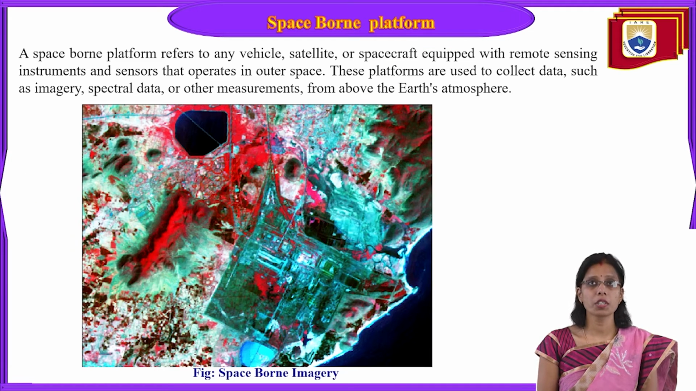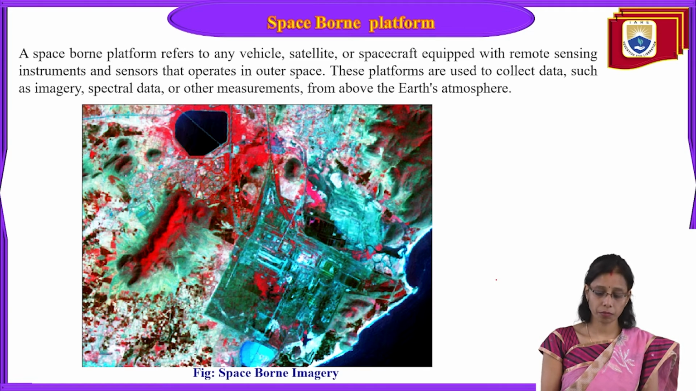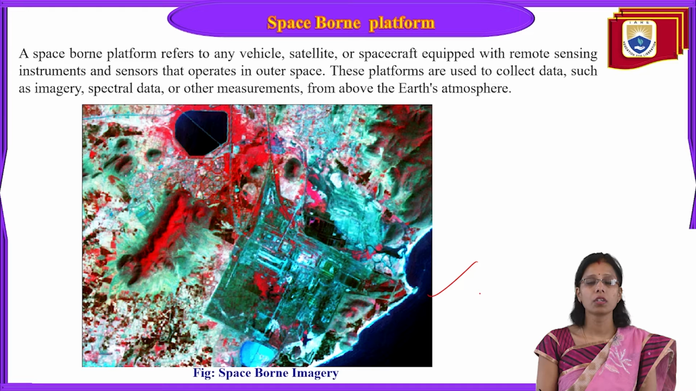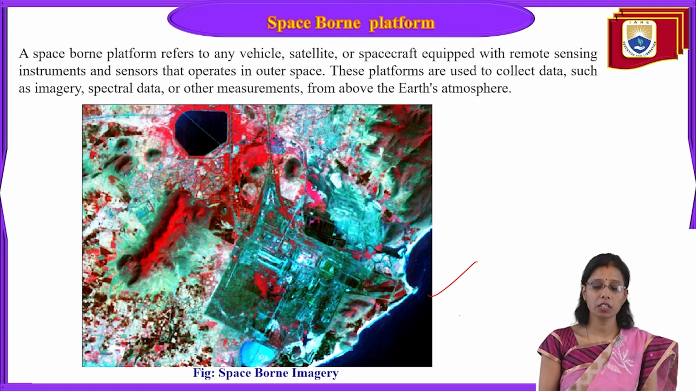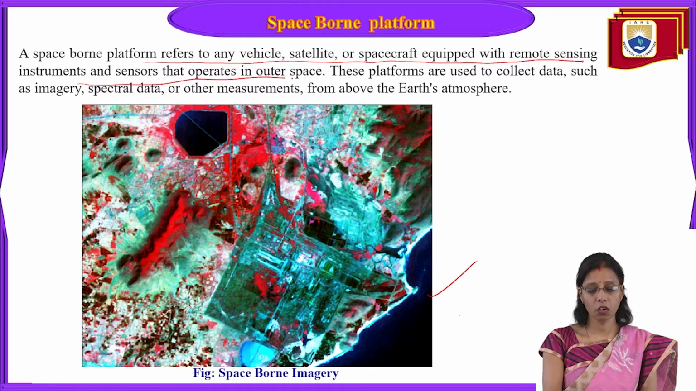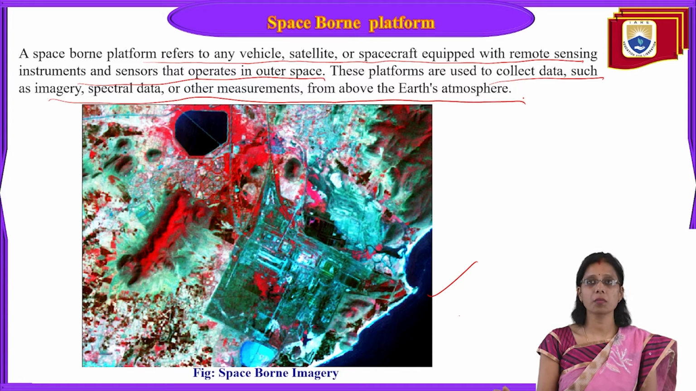Now you have a spaceborne imagery. Spaceborne platform means this imagery is a satellite image. This satellite image is taken from the space platform. In the space platform, we have a vehicle called a satellite. The satellite has a sensor which is in space, and it captures the information about the ground surface. A spaceborne platform refers to any vehicle, satellite or spacecraft equipped with a remote sensing instrument and sensor that operates in outer space. These platforms are used to collect data such as imagery, spectral data and other measurements above the Earth atmosphere.